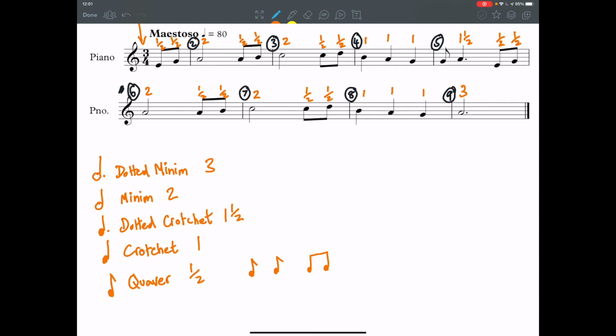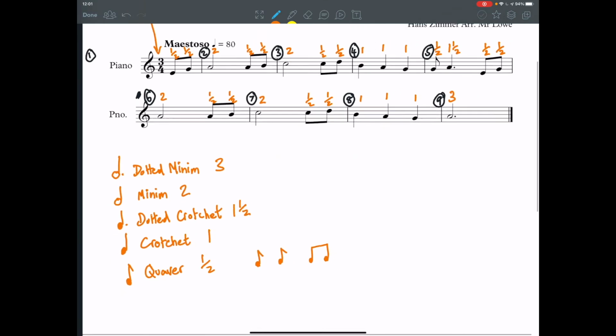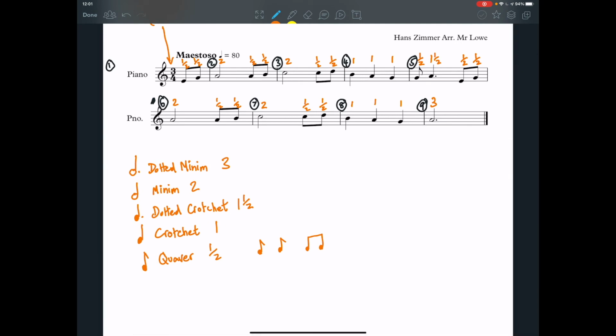There we go. So there's just one more note. I don't know if you've spotted it yet. One more note that I haven't annotated, and it's in bar 5. It's at the start of bar 5, and it's just a single quaver on its own with that tail. So that's just a half beat note. And there we go. We've analysed the durations of this melody.